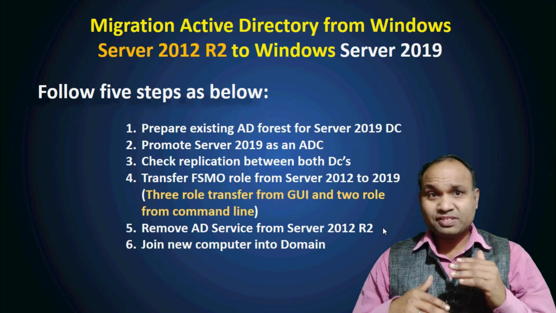As we know, FSMO has 5 roles. So we will transfer 3 roles with the help of the GUI and 2 roles from the command prompt. And fifth, remove Active Directory service from Server 2012 R2. And finally, join a new computer into the domain and check whether my new domain controller is working perfectly or not. So let's start and do the following steps.